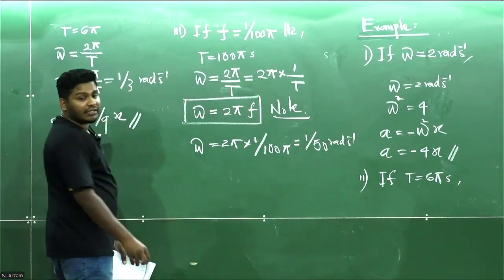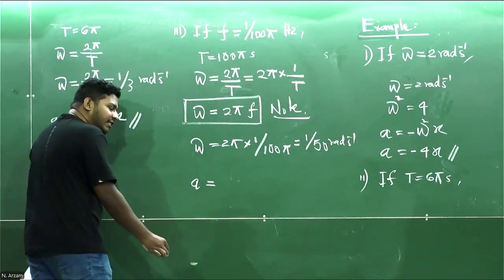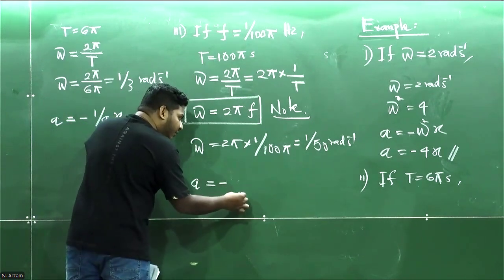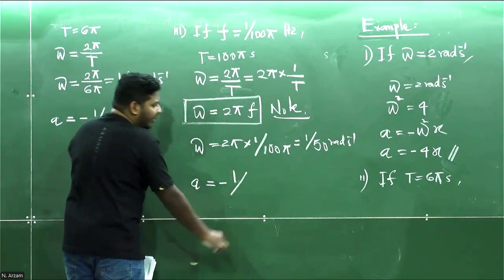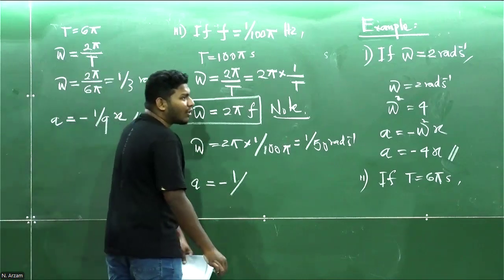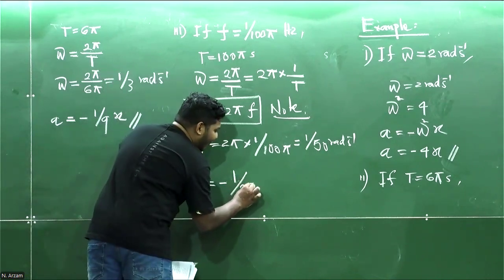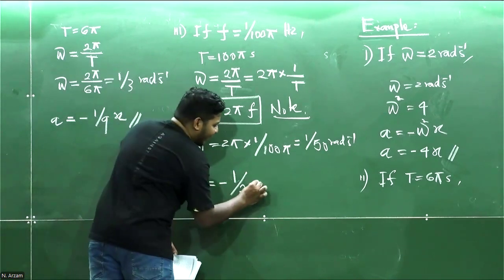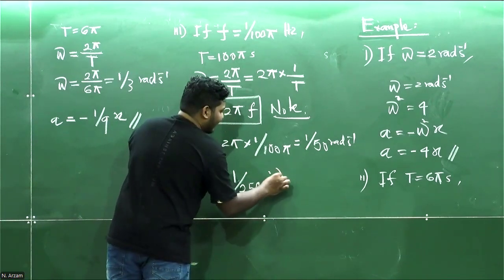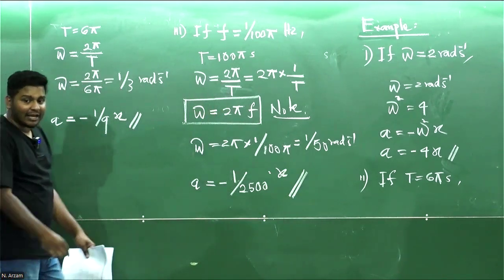Okay, right. So what's the equation, guys? What's the equation for the simple harmonic motion? a is equal to minus omega square x. What's the value for the omega square? 1 over 2500, right? Okay. So 2500 into x. That's all. a is equal to minus omega square x.